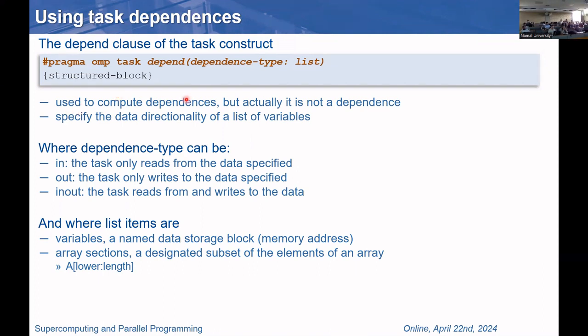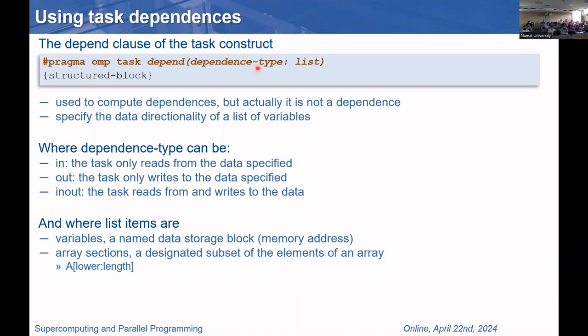This is used to compute dependencies, but actually it is not a dependence, although we say depend. It specifies the data directionality of a list of variables. This is why we have this dependence type. A task may read a variable, then we have an input. A task may write a variable, then we have an output. If a task writes a variable, that variable is an output from the task.